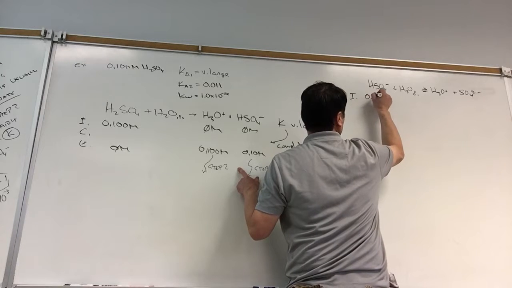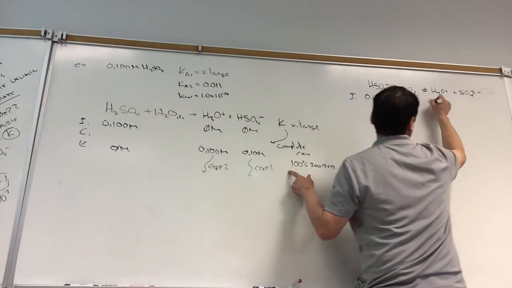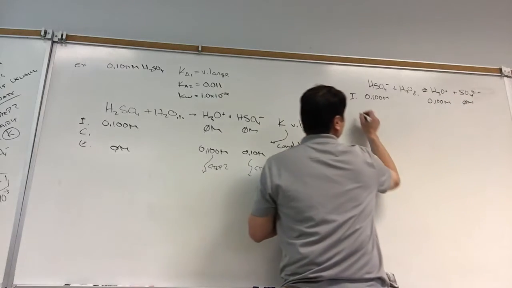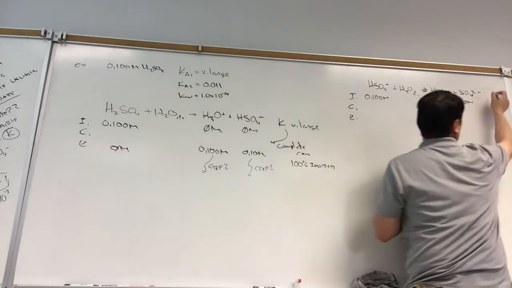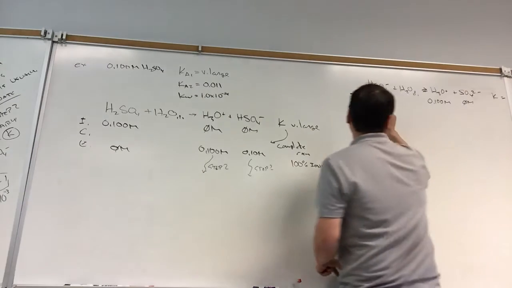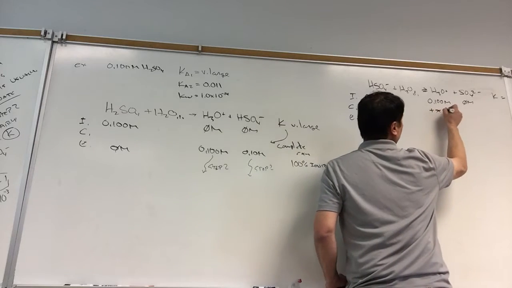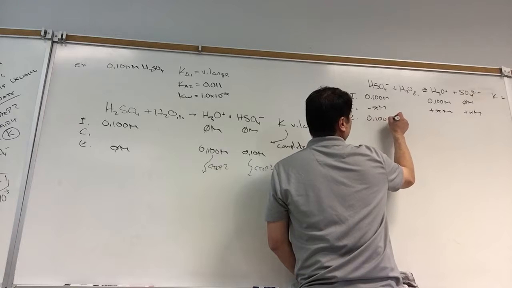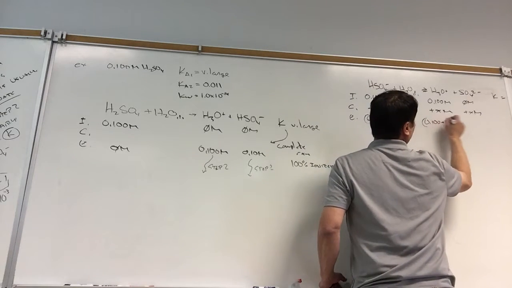So from step 1, we have 0.100 molar HSO4 minus and 0.100 molar hydronium. And again, we assume nothing's happened yet in step 2. Here this K is 0.011, so we don't know. It's not 100%, and so we'll just call it minus X, plus X, and plus X. So we're going to get 0.100 minus X, 0.100 plus X, and X.